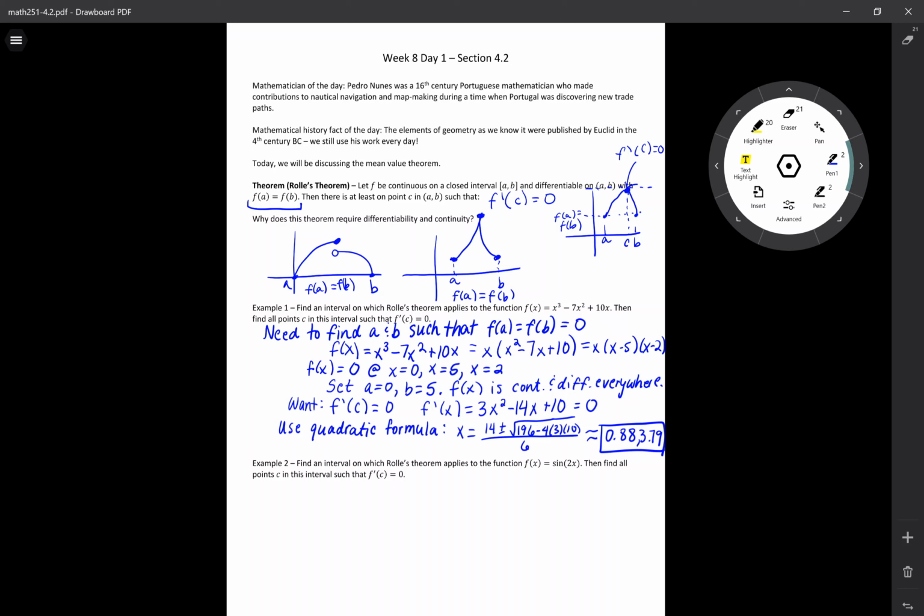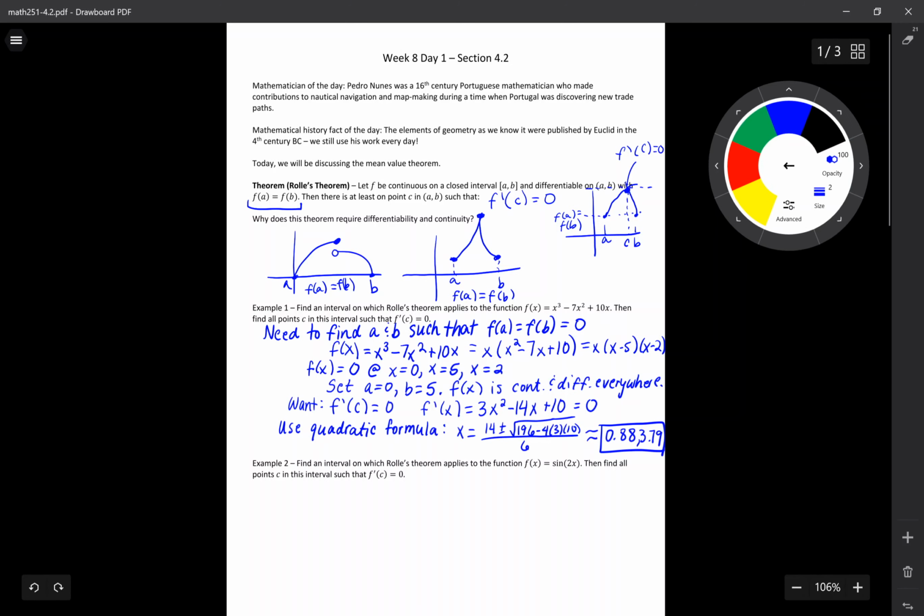If I had chosen my interval to be from 0 to 2, then I would just have one answer. It would be that 0.88. If I had chosen from 2 to 5, then I would just have that one answer of 3.79. But since I chose my interval to be from 0 to 5, I have 2 c values such that f prime of c is equal to 0. So these are my c values.